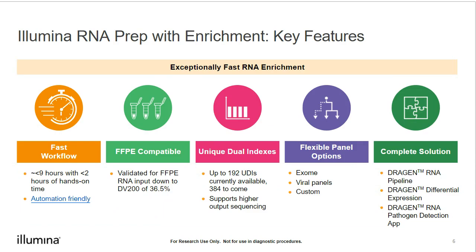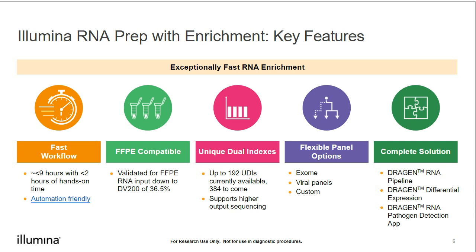This slide summarizes some of the key features for the Illumina RNA Prep with Enrichment kit. One of the great benefits when compared to legacy enrichment kits is that this is a fast workflow. This is due to both the tagmentation-based library prep and a single enrichment reaction. For experienced users, this will be about a 9-hour workflow with about 2 hours of hands-on time. The library prep is also automation friendly, so this is another way you can save time in the lab. If you're interested, I recommend visiting Illumina's automation website linked here for a list of the compatible platforms.